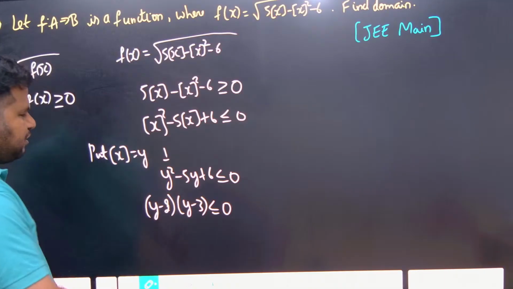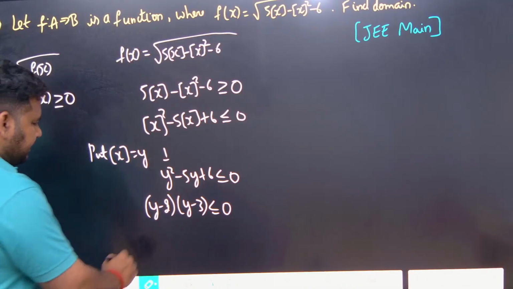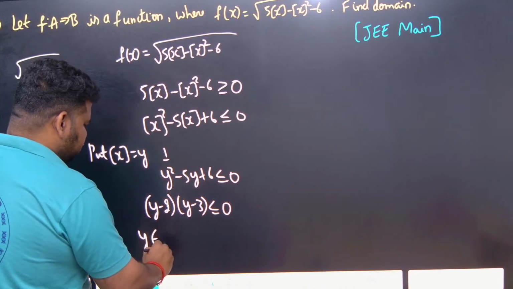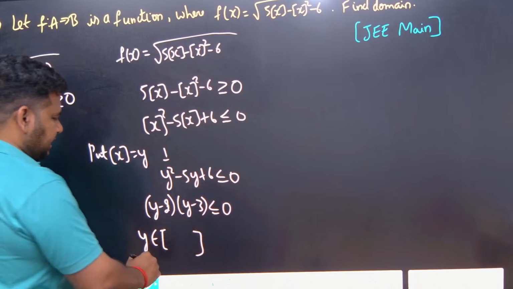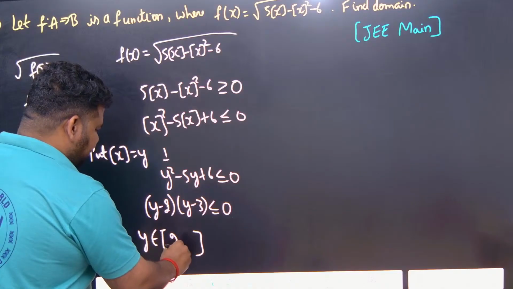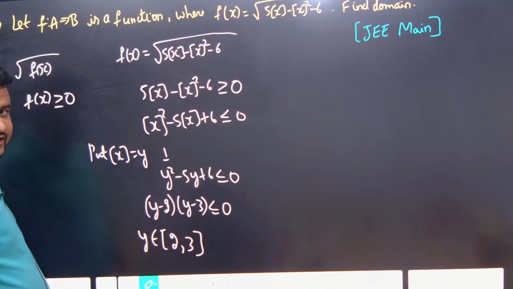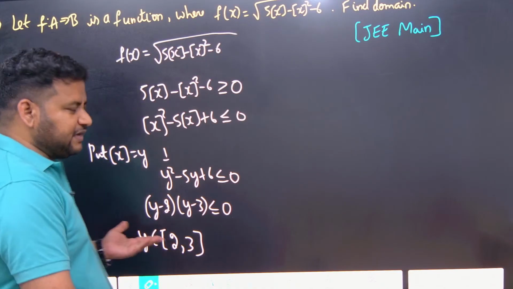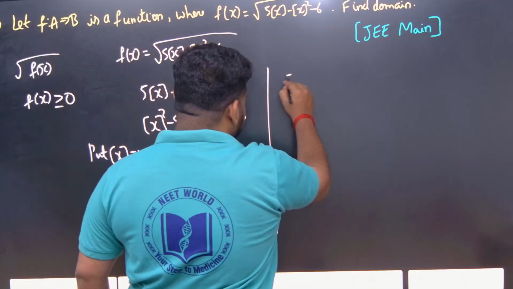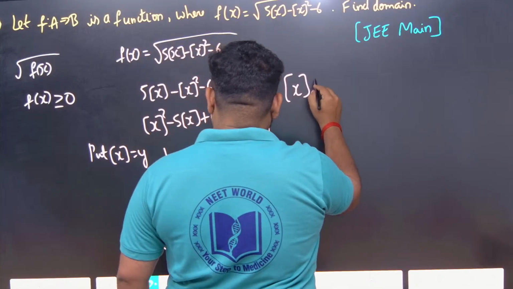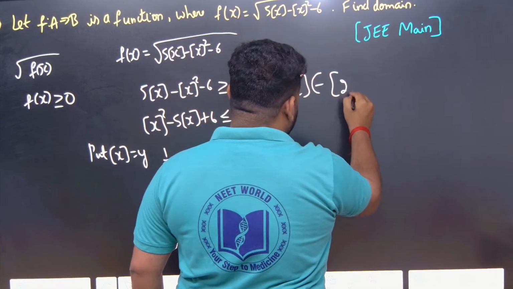Okay, so by Weber method, directly I can write this as y belongs to closed interval, because it is less than or equal to 0, closed interval 2 comma 3. But y is actually step of x. Now I can write here step of x belongs to closed interval 2 comma 3.